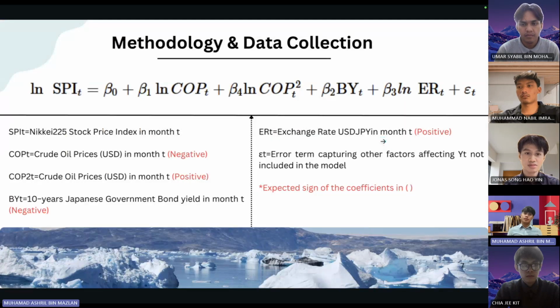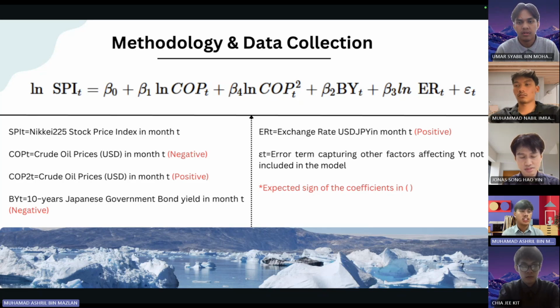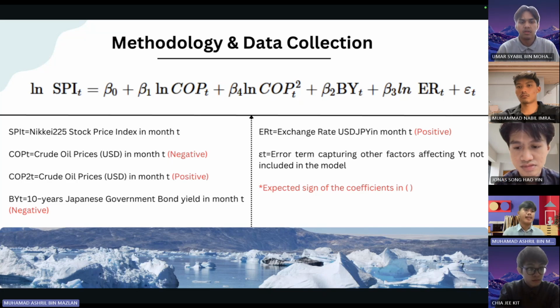Thank you, Jonas. After the literature review, we came up with the econometric model. We have ln SPI equals beta 0 plus beta 1 ln COP plus beta 4 ln COP to the power of 2 plus beta 2 bond yield plus beta 3 ln exchange rate plus epsilon t. The t here indicates the time series, because we are using data spanning from 1st January 2020 until 31st October 2024. The SPI here indicates the stock price index.